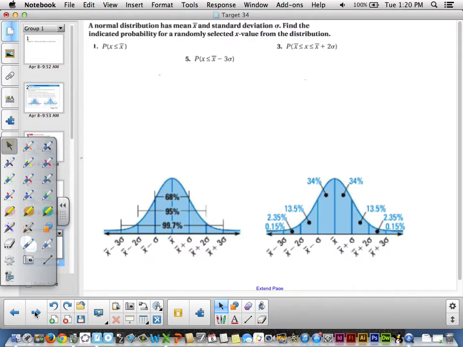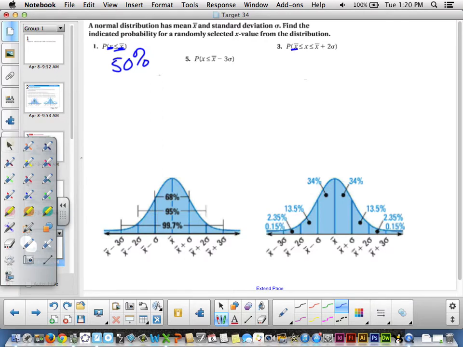Try these, pause, we'll go through them. What is the probability a randomly selected point is less than the average? Well, the average means middle. What's the probability you're less than the average? Roughly 50%. 50% will be above, 50% will be below. Probability of being below is 50%.